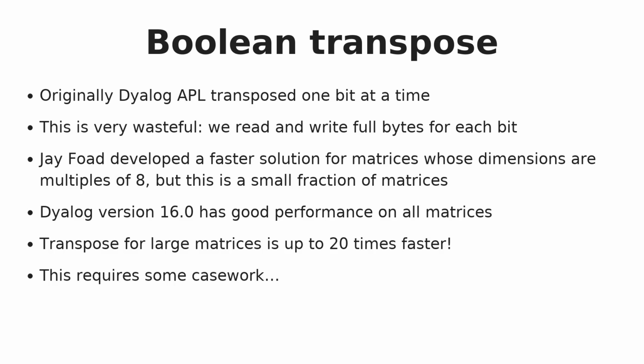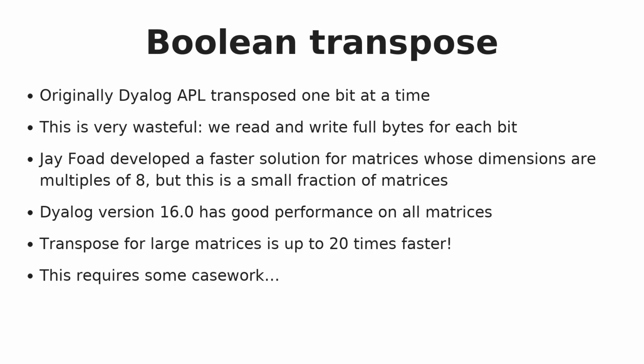And JFode here did actually find a solution that does this, but only for matrices where the number of rows is a multiple of 8 and the number of columns is a multiple of 8. But, I mean, that gets you a 64th of matrices. And these Dyalog APL programmers, they all use these matrices with weird shapes like 10 by 10 or something. So in fact, I was able to, for Dyalog 16, make our transpose fast on all matrices.